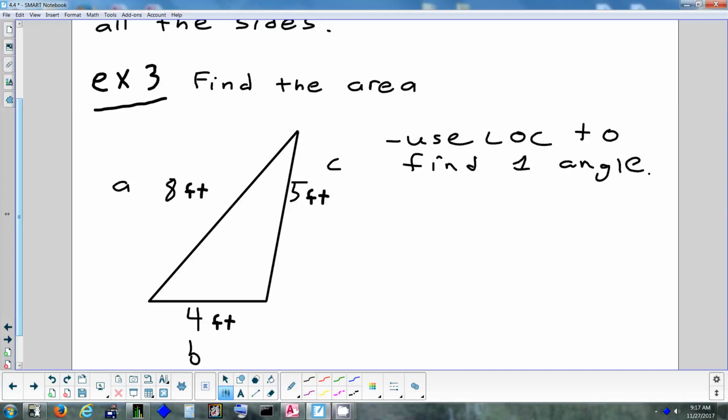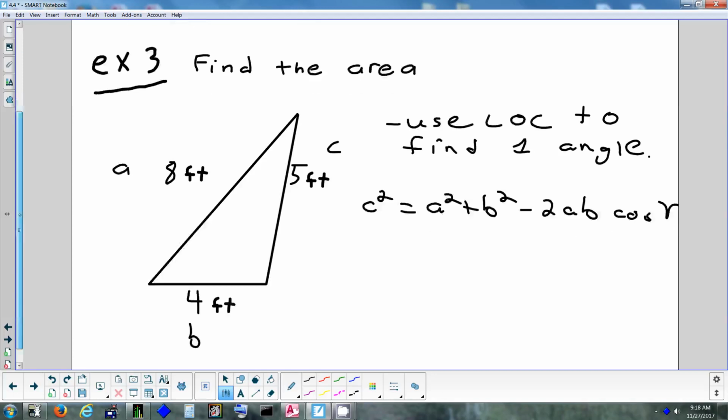So does anybody have the law of cosines? They can give me any version of it. It doesn't matter. That's just going to control which angle we solve for. C squared equals a squared plus b squared minus 2ab cosine gamma. So it's one side squared equals the sum of the other two squared minus twice the product of the other two times the cosine of the angle across from what you started with. Okay, so let's just fill it in and see what we get.